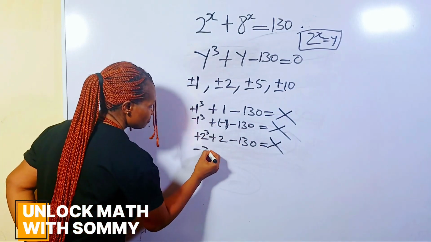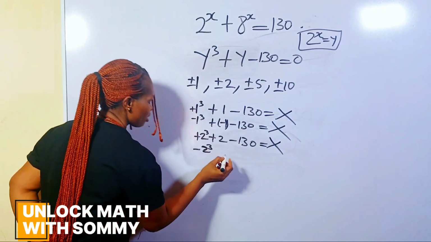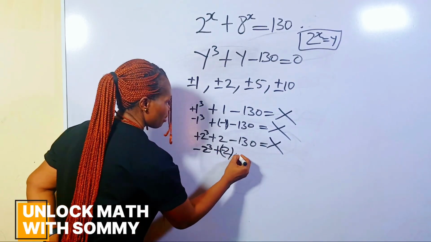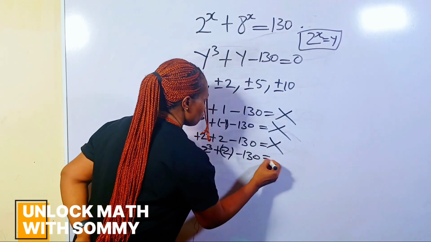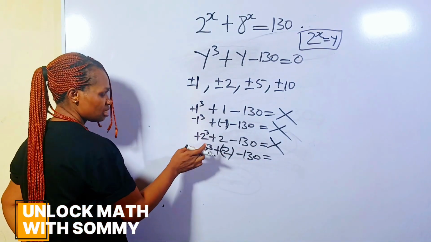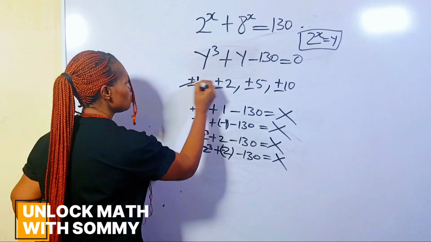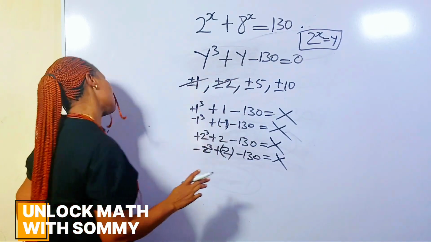Then we apply negative 2: negative 2 raised to power 3 plus negative 2 minus 130. Will it still give us 0? Negative 8 plus negative 2 minus 130. No, it will still not give us 0. So this will go, this will go. These are not the roots.